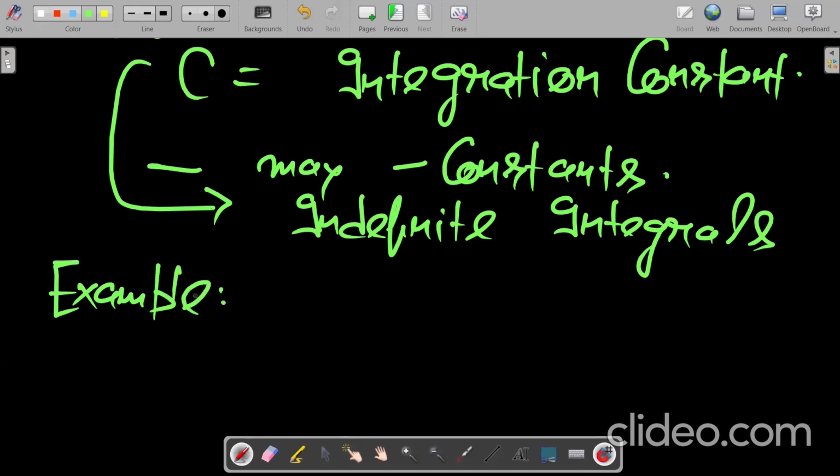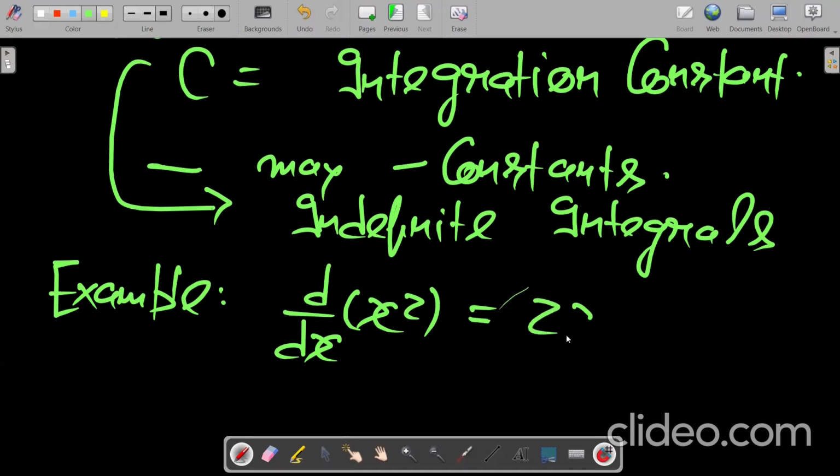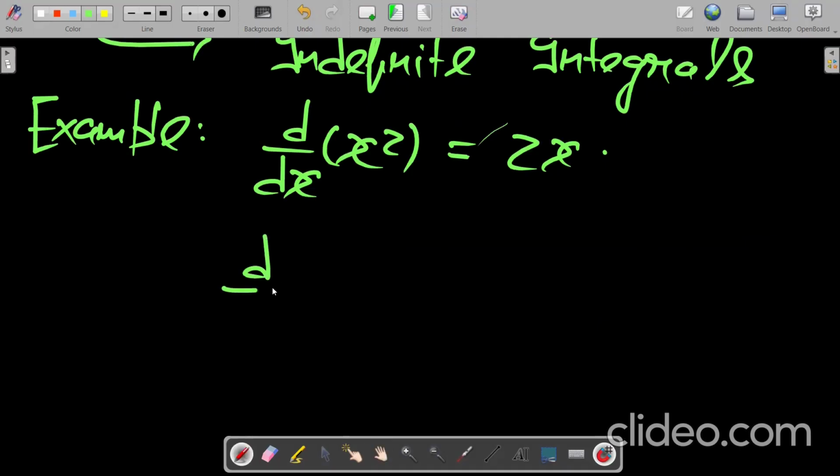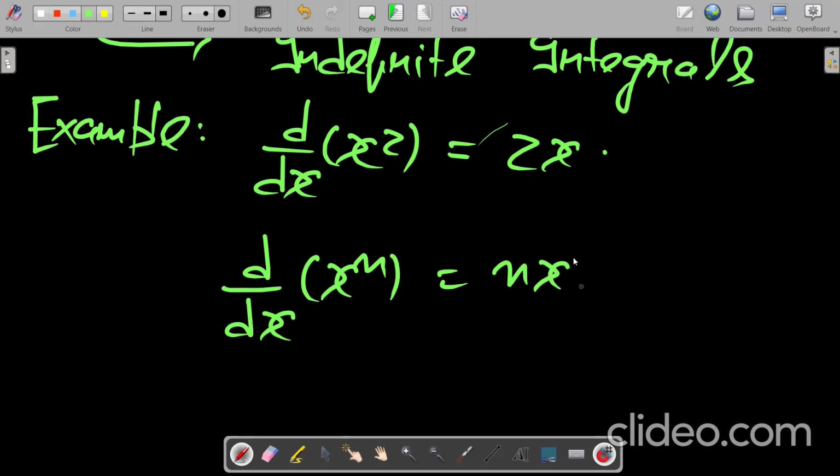Suppose you have d by dx of x square. If you have to differentiate x square with respect to x, then how will you differentiate? It will be 2x. How will it be 2x? As you all know the formula, d by dx of x to the power n is equal to n x to the power n minus 1. So use this formula. Here n is 2, so 2x, n minus 1, 2 minus 1 will be 1. So you will get 2x.